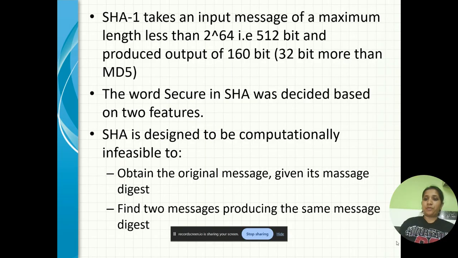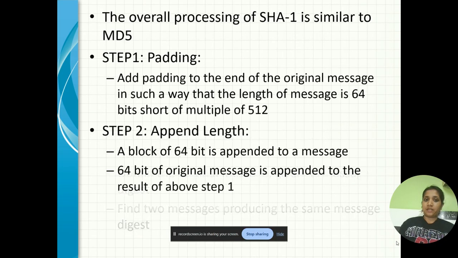SHA-1 takes an input message of maximum length less than 2 raised to 64, in blocks of 512 bits, and produces an output of 160 bits, that is 32 bits more than MD5. The word secure in SHA was decided based on two features. SHA is designed to be computationally infeasible to obtain the original message given its message digest, and to find two messages producing the same message digest. The overall processing of SHA-1 is similar to MD5.